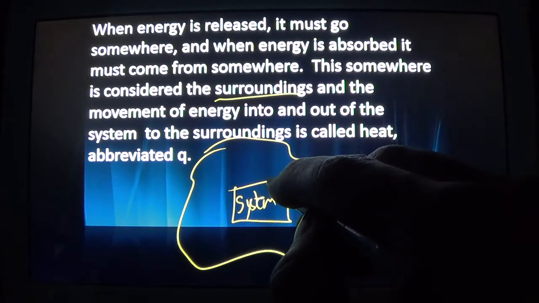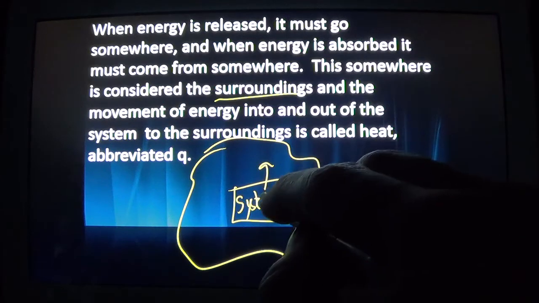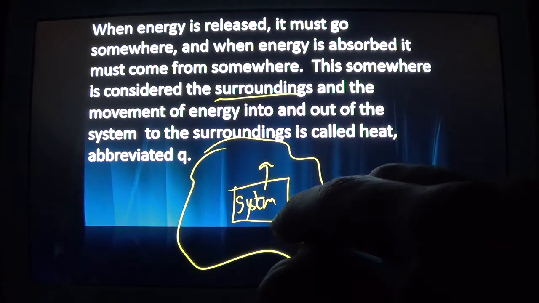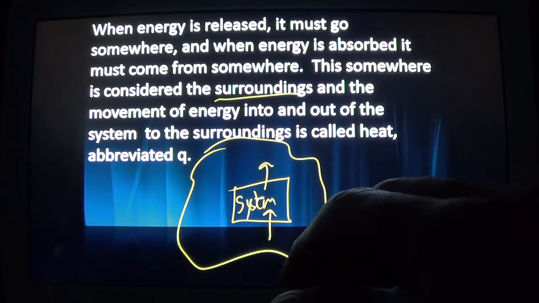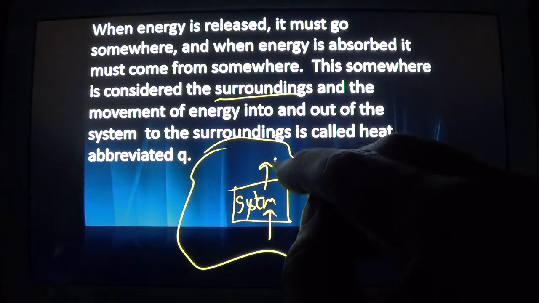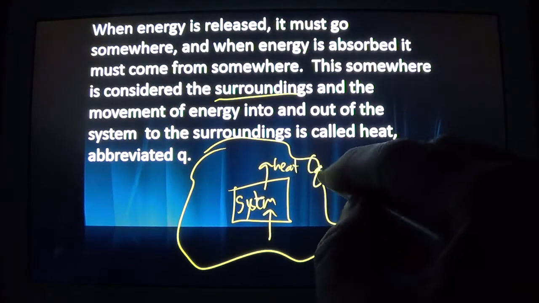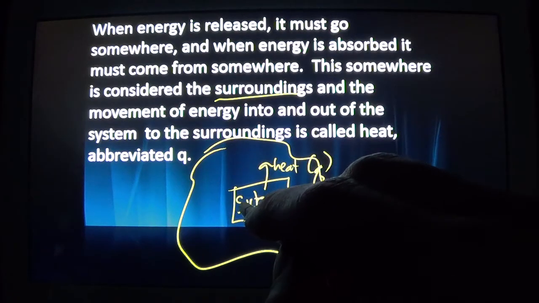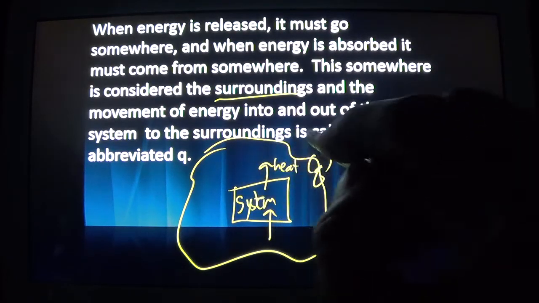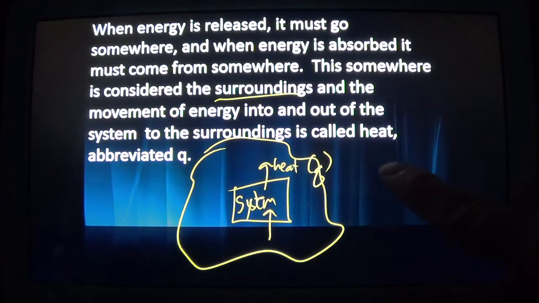And the energy moving out when the system releases energy, or the energy moving in when the system absorbs energy, that is officially what we call heat. And the heat symbol is Q, lowercase q, standing for quantity. So quantity of heat, an amount of heat. We can quantify it. We're going to put a number to it.